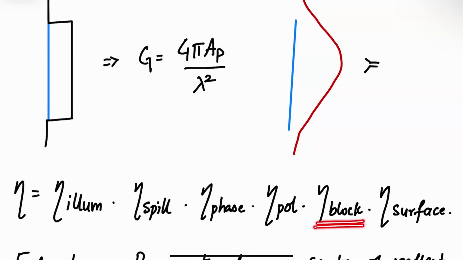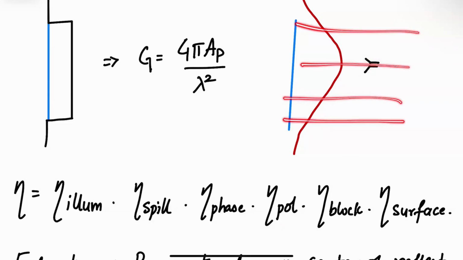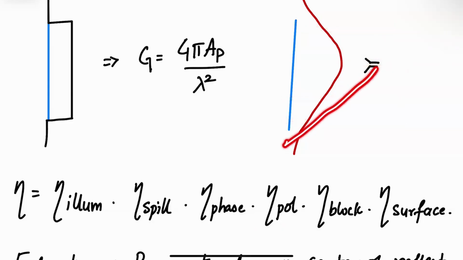And there is a blocking efficiency, which is the amount of power that is blocked by the feed itself. How much is reflected off? Some of it is blocked by the feed. Some of it is blocked by the support structure of the feed. So you could have supporting beams like that, or a supporting structure like that. That can block some radiation.